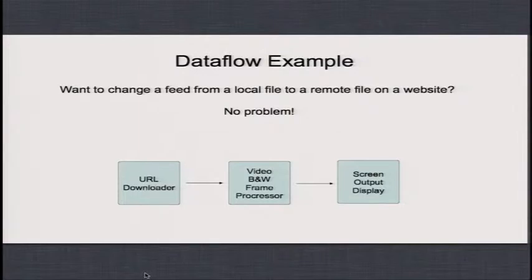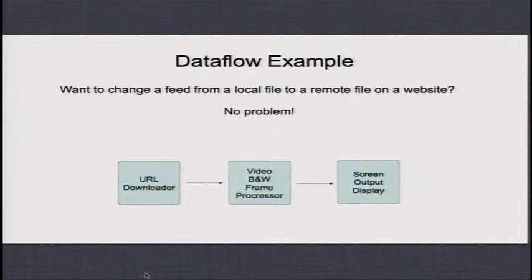Assuming that now we've been tasked with a different item, we've been asked to change the program from reading a local file to download the file from the web. So essentially, the two-letter components, the two-letter steps remain the same. We're still doing the video black and white processing, and we're still doing the screen output.